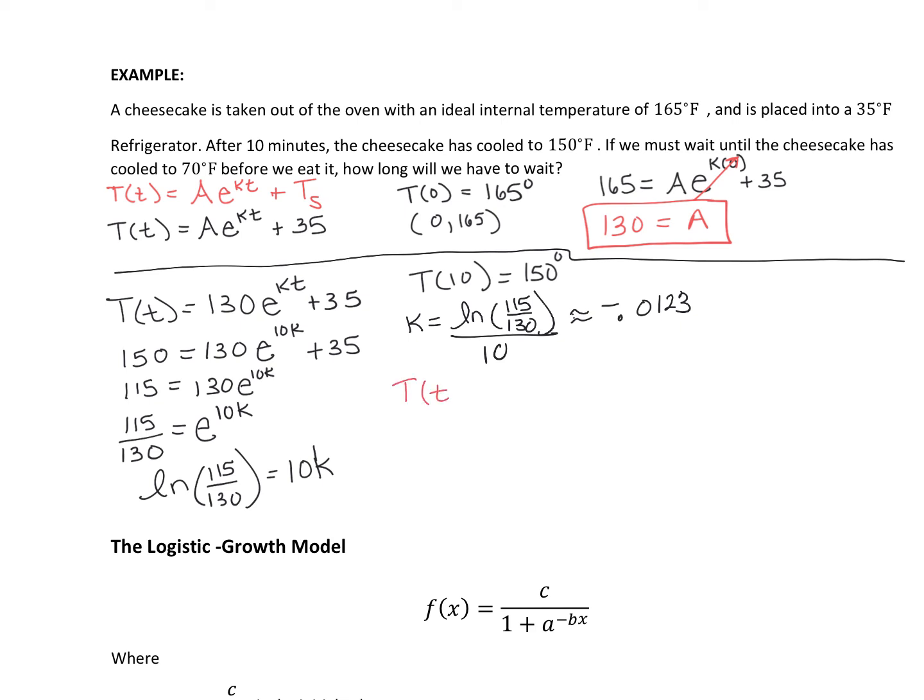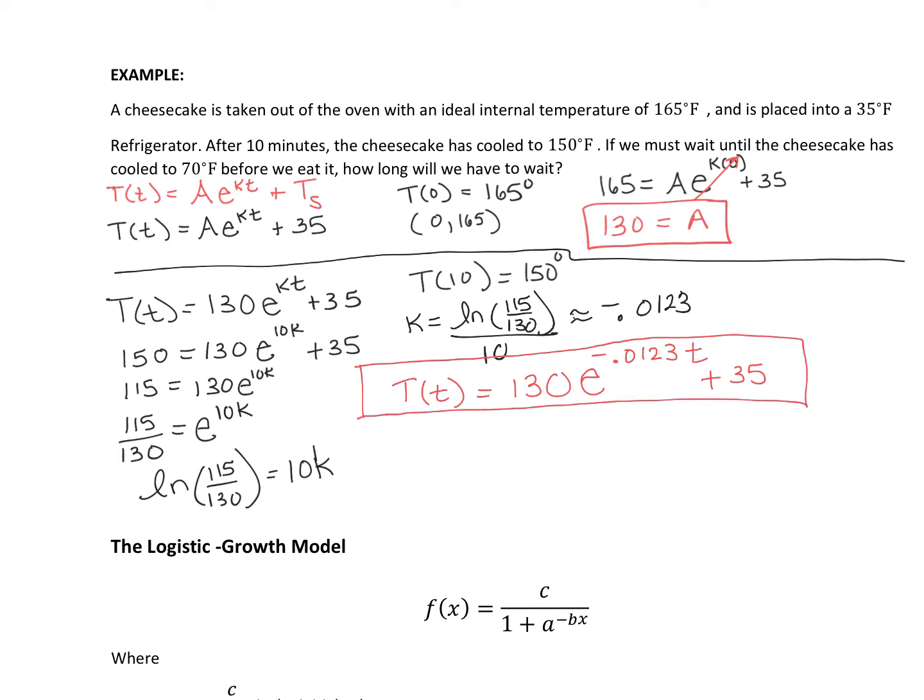T(t) = 130, that's our A value, e^(-0.0123t) + 35. This is the model that represents the cooling of this cheesecake. If we want to know when the cheesecake will be 70 degrees, we will plug 70 in here for our T(t) and solve for the time t.